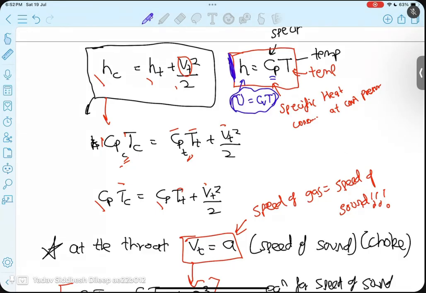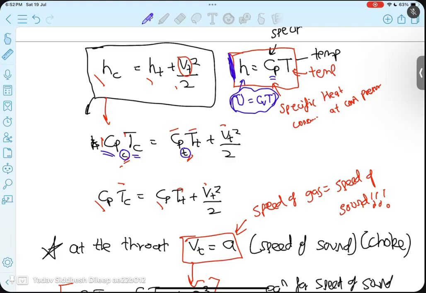In an atomic bomb, the pressure increases, the volume remains same. Here, the pressure remains same because the gases are exiting. You can write it as Cp into T. Cp is the specific heat at constant pressure. T is the temperature. So Cp into Tc equals Cp into Tt plus Vt square by 2.